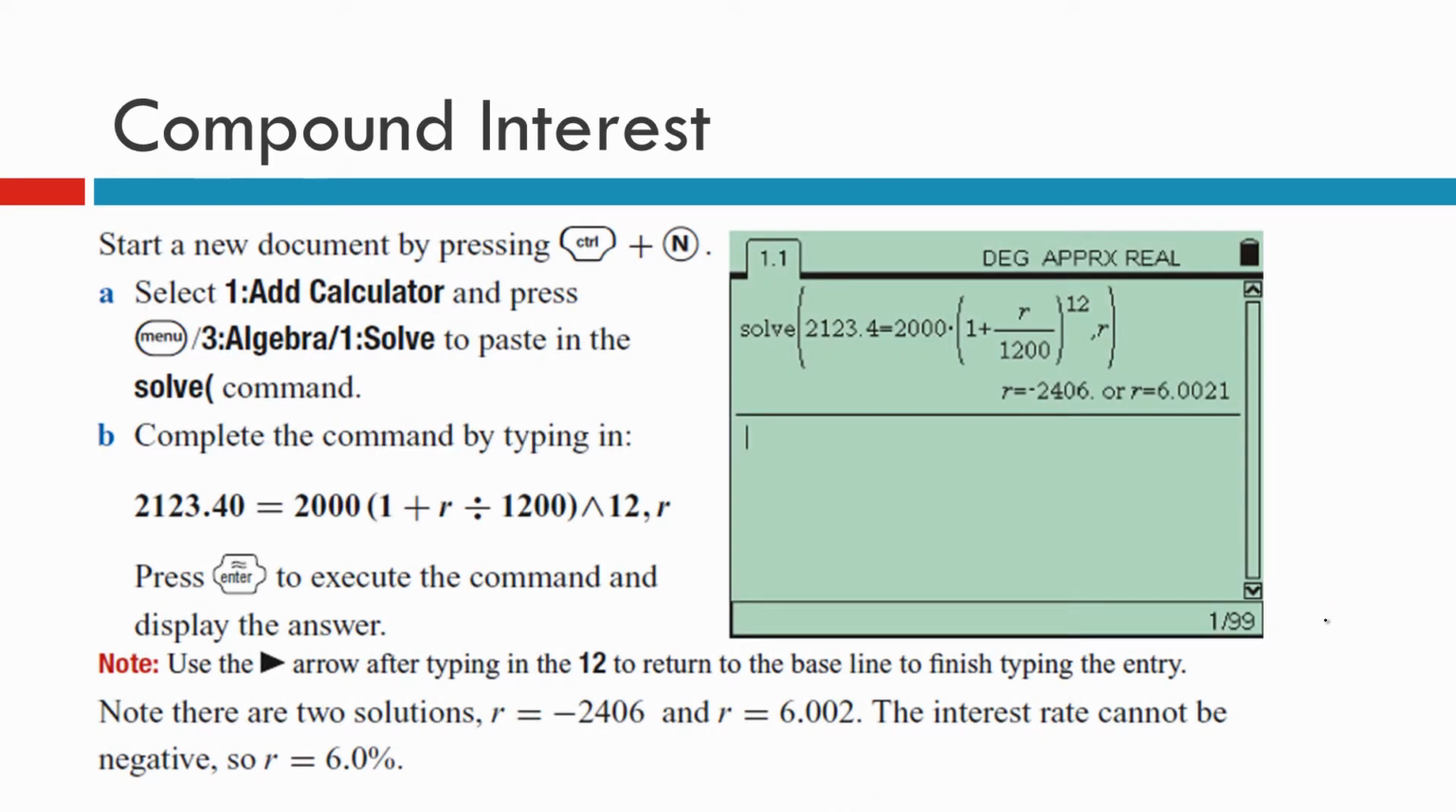Okay, on the calculator. Now this is the way to do it on the calculator. So you've got to start a new document by pressing Control N. You select the Add Calculator, menu 3, then number 1, because menu 3.1 goes into the algebra and gives you the solve. So when you punch that into the calculator, the solve comes up with the open bracket. So all you've got to do now is put in 2123.4.